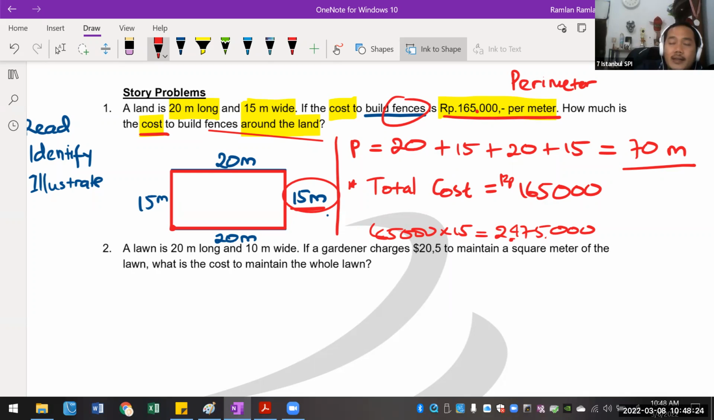When Tristan said he was doing it like this, actually you can do it like this. It's fine. You multiply 165,000 with 20, and then with 15 and 20, and then you add them up. But actually it's not quite practical. Why? Because we can just find the perimeter first and then multiply that with 165,000. That's more practical.